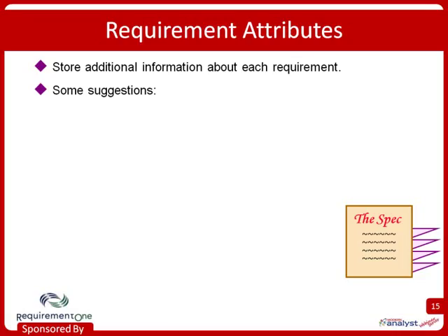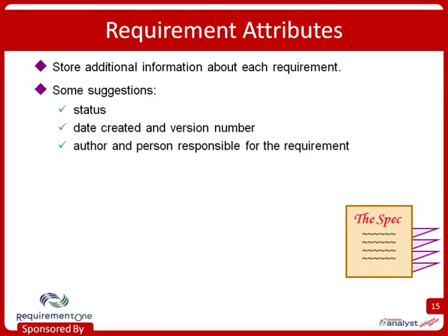But let me suggest that you don't try to use too many attributes at first. Start with just a few and then add more when you're ready to take full advantage of them. But here are some things that you might find useful to get a richer understanding of each of your requirements. We might want to track its status over time. I'll talk more about that in just a few moments. It's often helpful to know what date we created a particular requirement and its version number, because individual requirements will evolve just as requirements documents can.